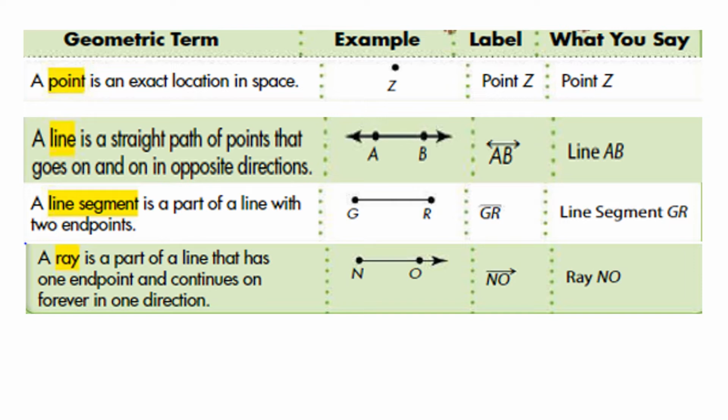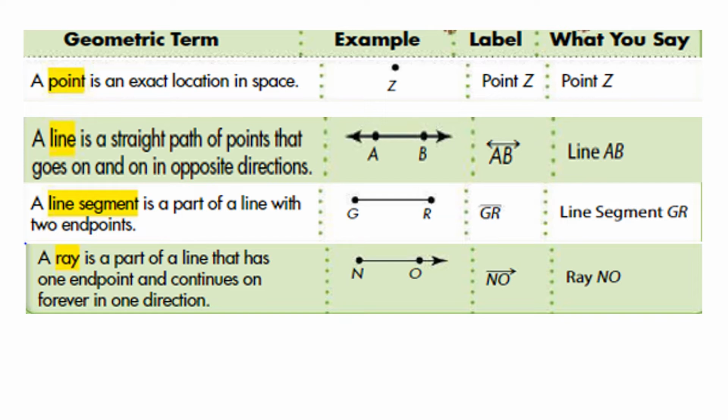So what is the difference between a line, a line segment, and a ray? Firstly, the line doesn't have end points and it goes on and on in opposite directions, and it has 2 arrows, as shown here. The line segment has 2 end points like point G and point R, and of course there are no arrows. The ray has only one end point and it goes on and on in only one direction. How to label the ray? Exactly like the line segment and line, by drawing a small ray up top and putting 2 points under it, which is ray NO. And we say it as ray NO.